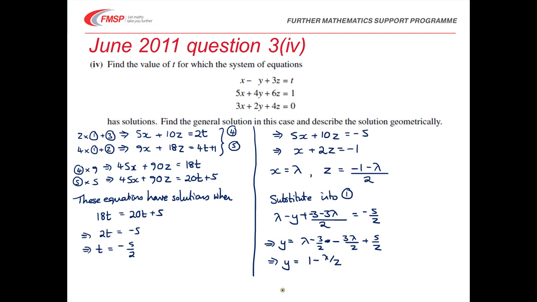So I don't have a unique solution, I've got a range of solutions. I can see clearly that my 3 planes are not coincident or parallel, and therefore they must form a sheaf. So the 3 planes form a sheaf.